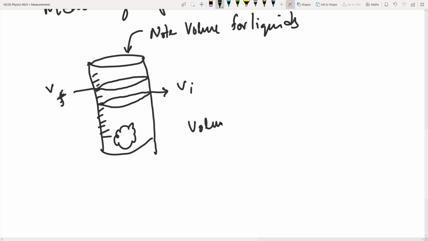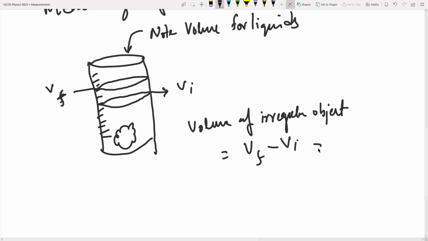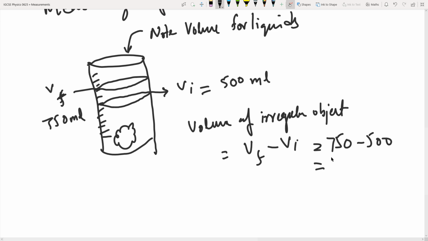So the volume of the irregular object will be the difference from final to initial. That is going to be the volume of this. For example, let's say initially we had a reading of 500 ml on the measuring cylinder. Let's say it was a measuring cylinder for 1 liter, and the Vf noted out to be let's say 750 ml. The readout was at 750 ml, so it is going to be 750 minus 500. So the volume of this irregular object is going to be 250 centimeter cube.